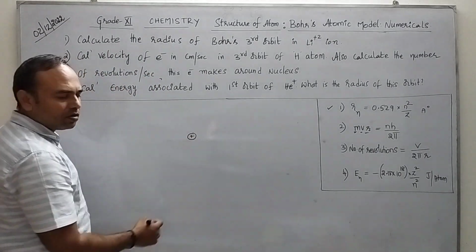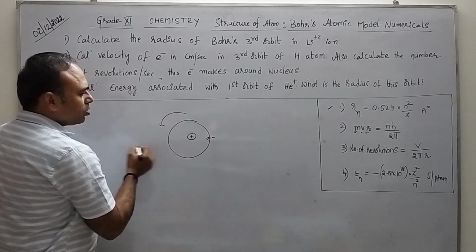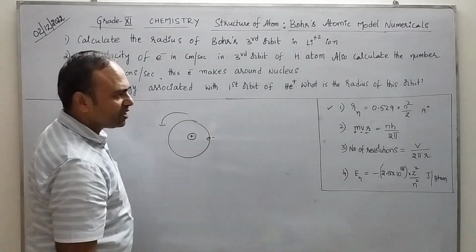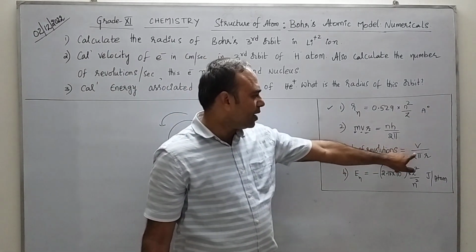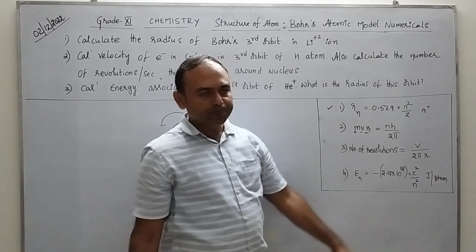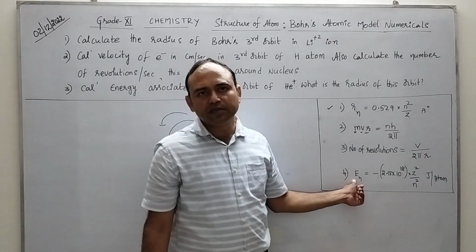Now if you want to know how many revolutions it makes, that means at the center you have the nucleus, and in the shell, let us take an electron revolving. The number of revolutions it makes per second can be calculated by its velocity v by 2 pi into radius, that is v by 2 pi r.